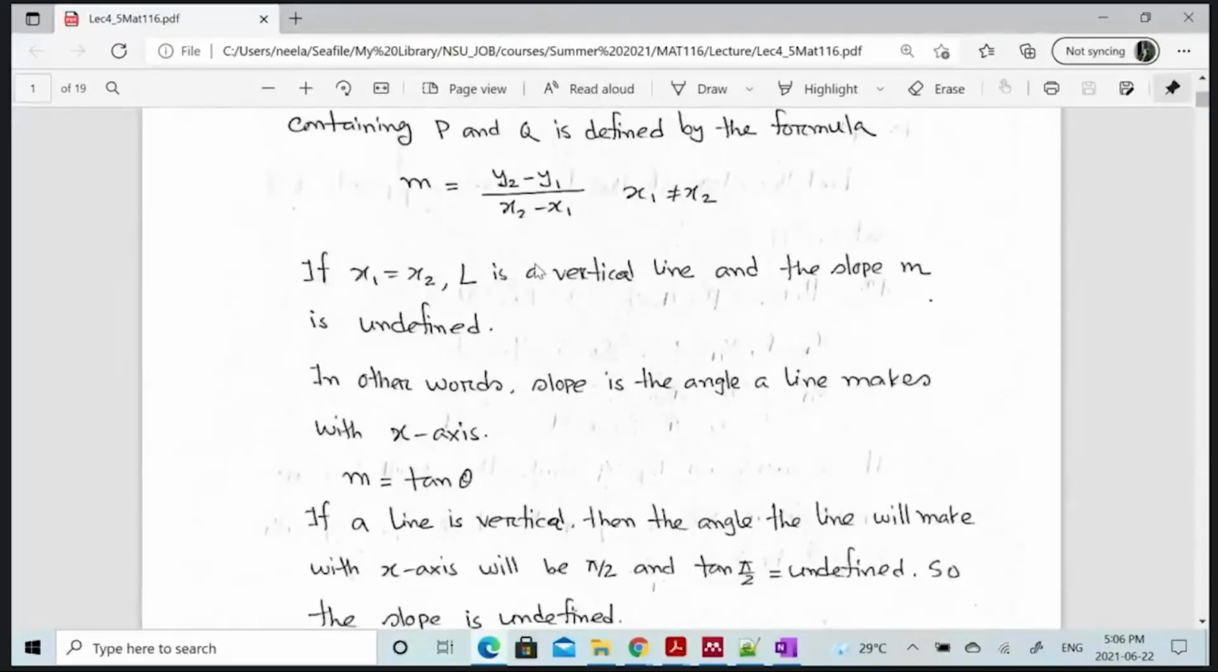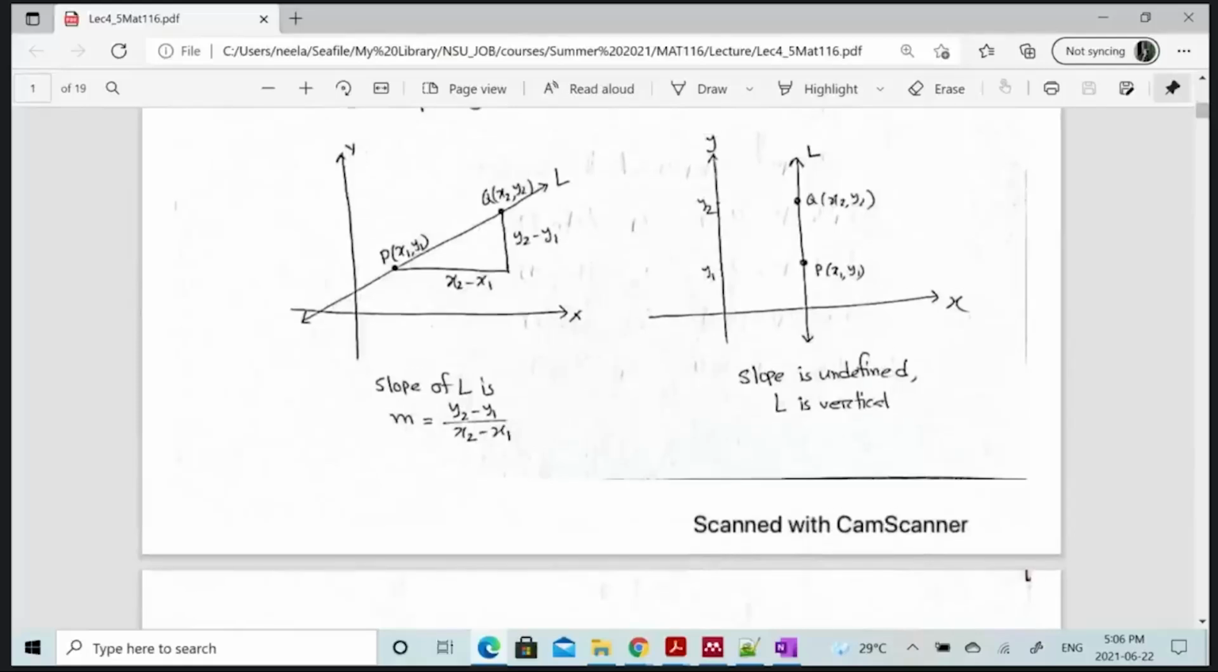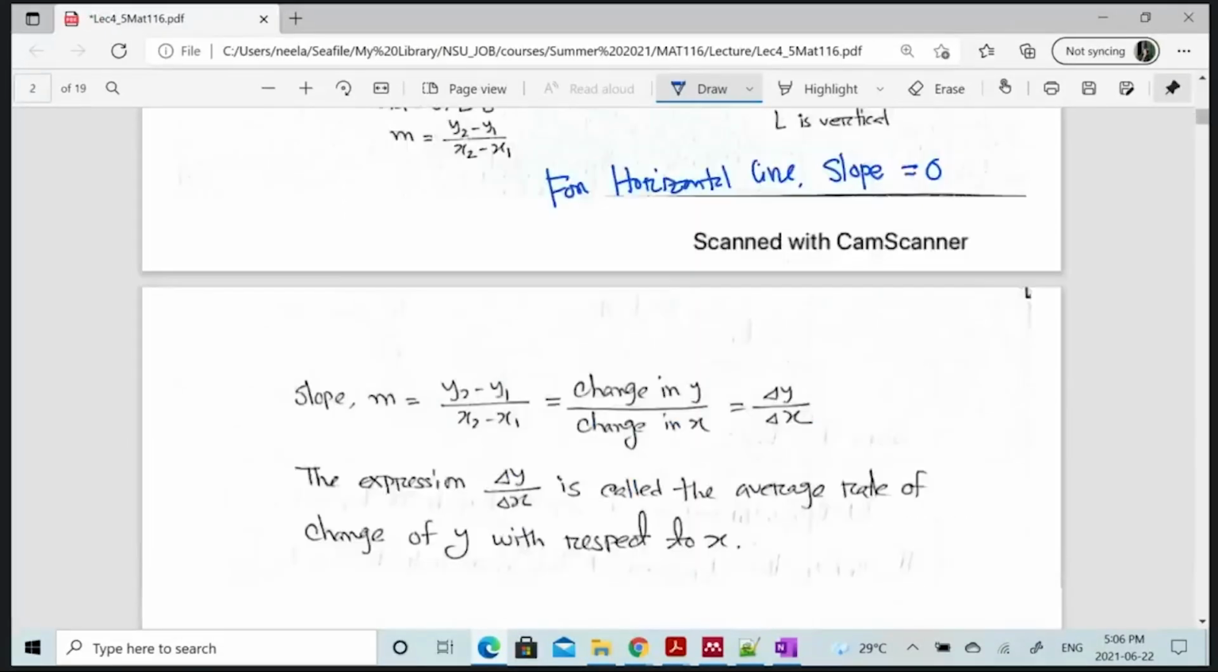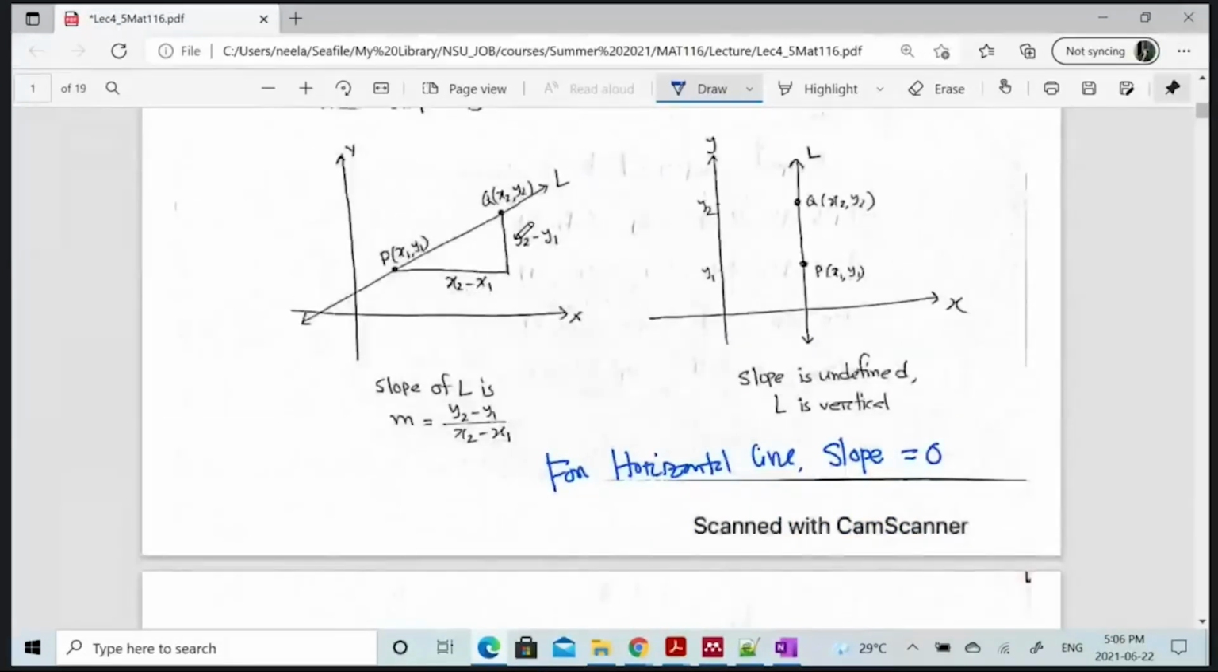See the formula for a vertical line, the slope is going to be undefined, m equals tan theta, and I also mentioned that tan 90 is undefined. So for a vertical line, the slope is undefined. You should also write it down here that for a horizontal line, slope is 0. Well, if you check it out here, m is equal to y2 minus y1 divided by x2 minus x1.